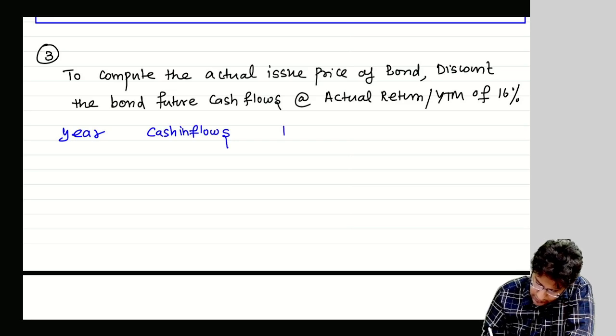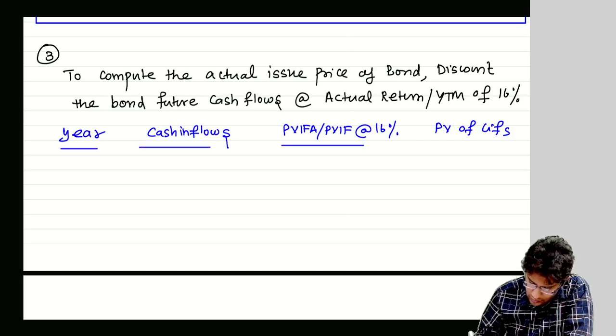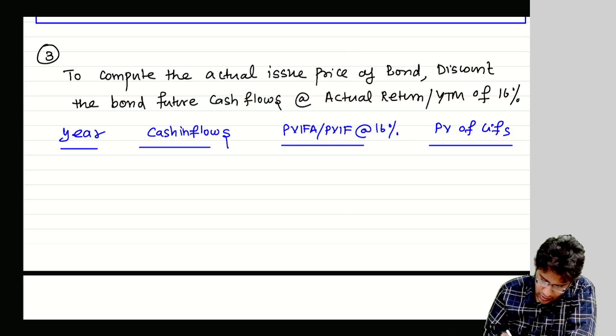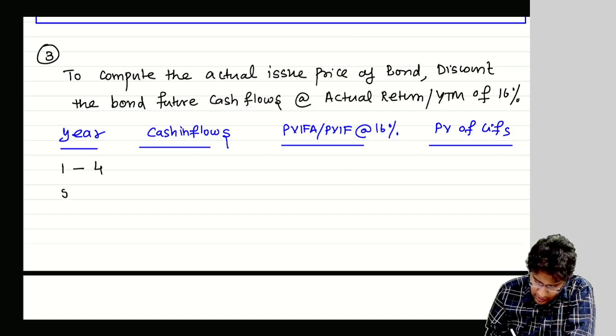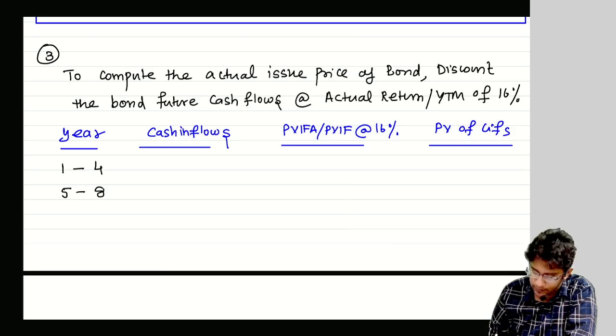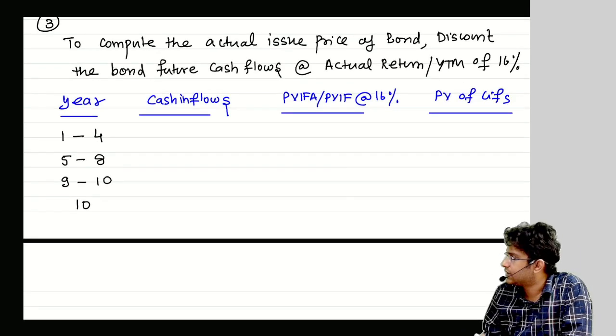Cash inflows, PVIFA or PVIF at the rate of 16%. Last column, PV of cash inflows. For the first 4 years, this fellow has got one coupon amount. Next 4 years, another coupon amount. Next 2 years, another coupon amount. And the 10th year end has a maturity value.